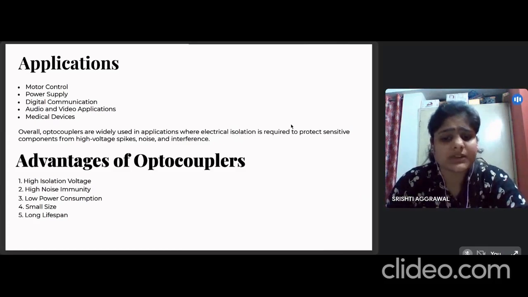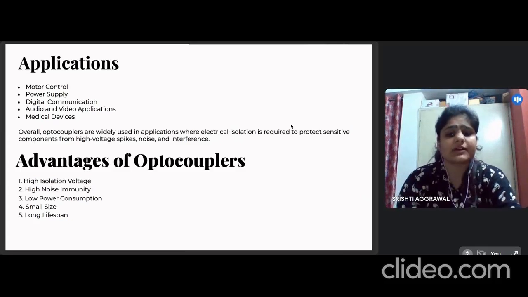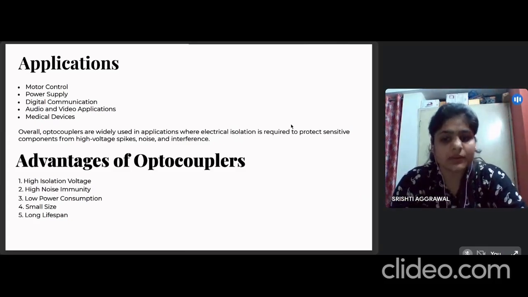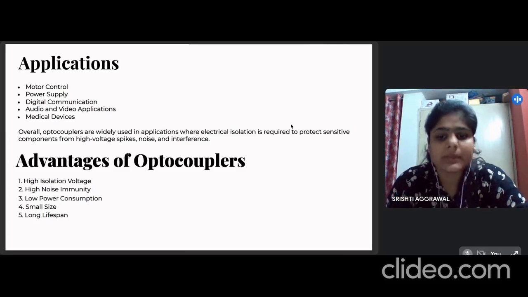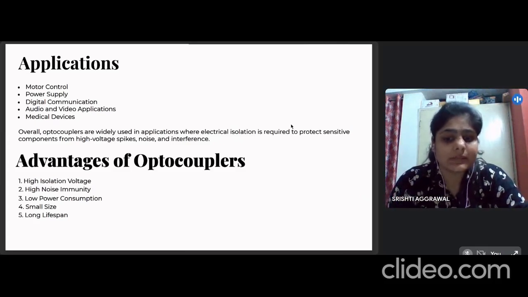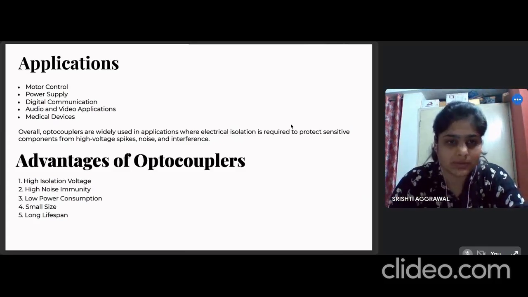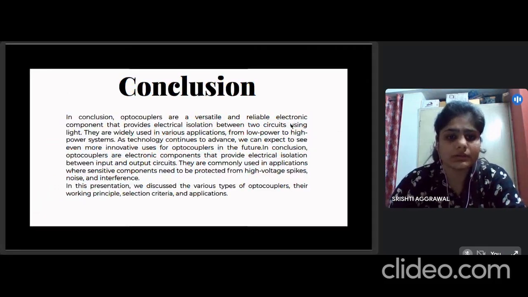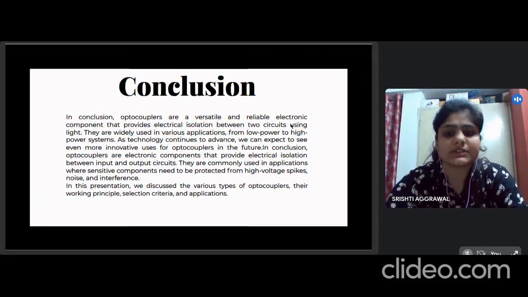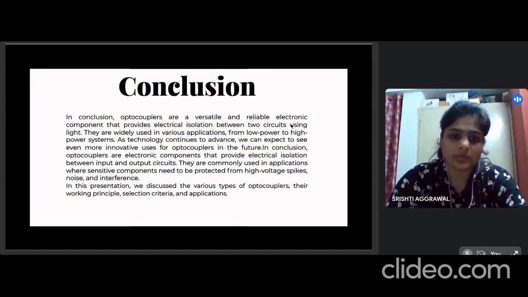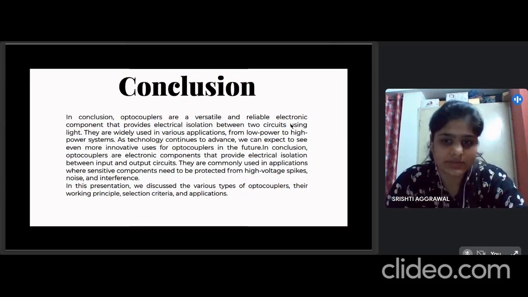Also, optocouplers are very small in size and can easily be integrated in circuits, making them ideal for compact designs. Optocouplers have a very long lifespan due to the lack of moving parts, making them ideal for use in applications that require high reliability. In conclusion, optocouplers are versatile and reliable electronic components that provide electrical isolation between two circuits using light.